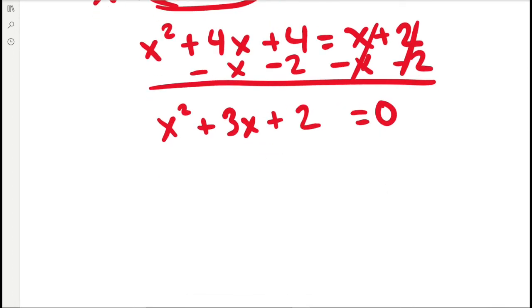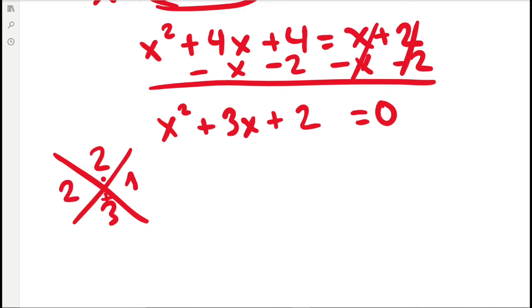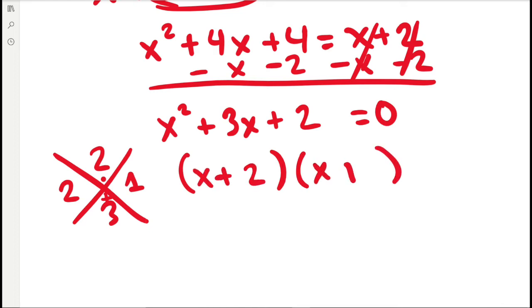All right, I'm going to see if I can factor this. So I get a 2 on the top and a 3 on the bottom. I need two numbers that multiply to the top, add to the bottom. So that would be 2 and 1. So I can factor this now. x plus 2, x plus 1 equals 0.